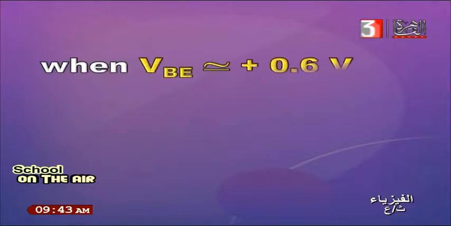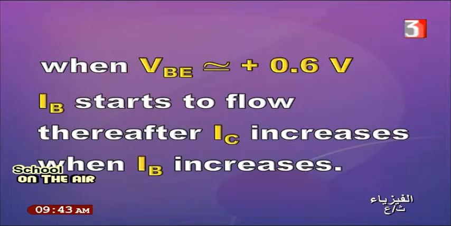When the voltage of the base is connected to a voltage roughly equal to 0.6 or 0.7 volt, what happens? We've got a base current and current flows through the collector. IB starts to flow, thereafter IC increases with IB. And a small increase in base current will cause a large increase in collector current.